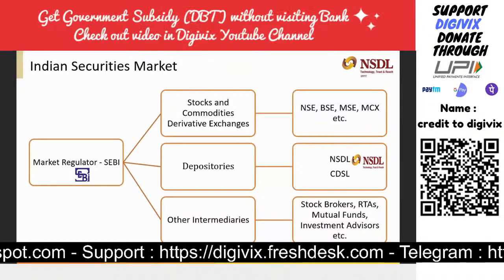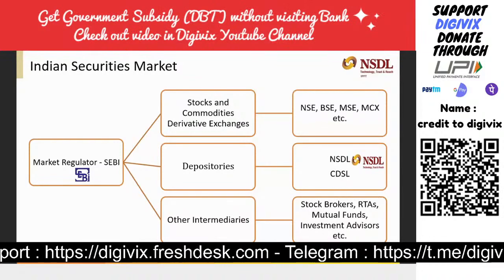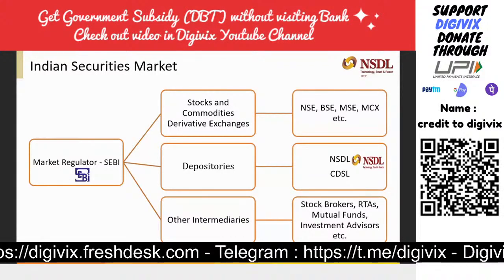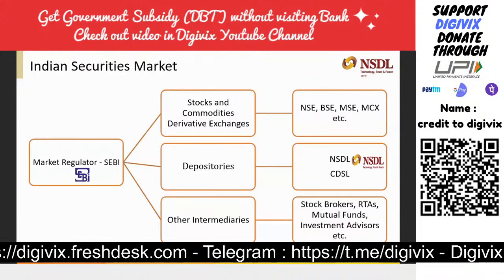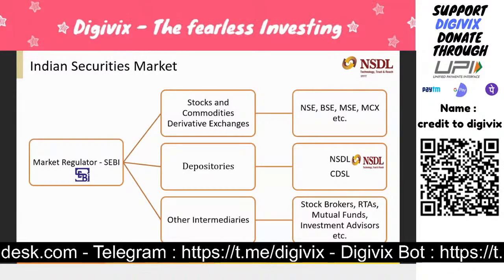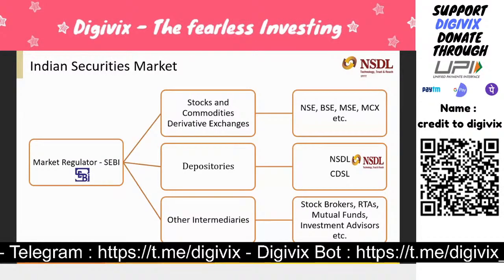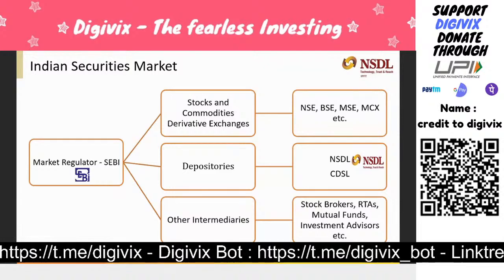So at the end, even if you have opened a Demat account with a depository participant, at the end of the day, your securities are being held with that depository. So you should know the difference. Why am I taking this up? You should know the difference. At the end of the day, your securities are being held not with a depository participant, but with the depository.